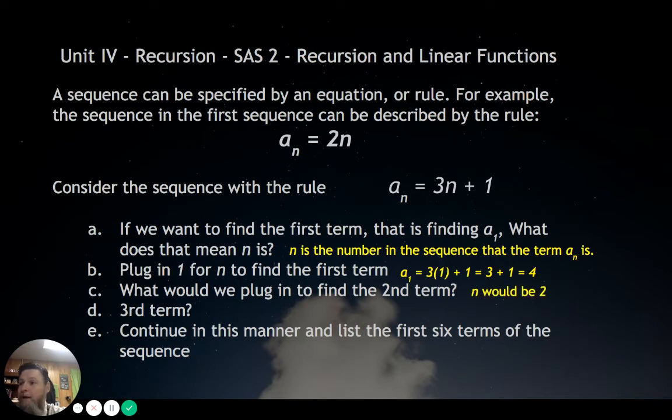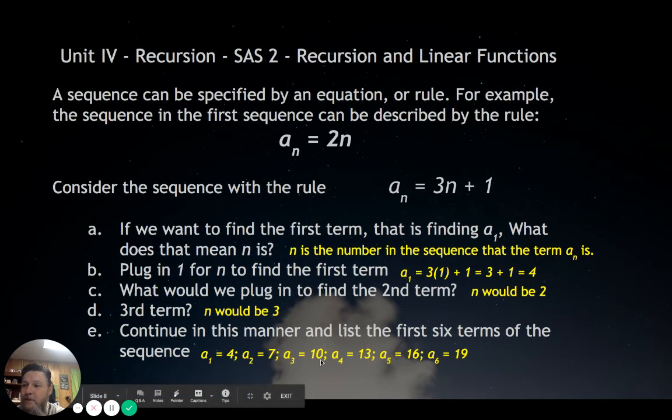What would we plug in to find the second term? n would be 2. Third term, n would be 3. The first 6 terms are this. A subscript 1 is 4. A subscript 2 is 7, 10, 13, 16, and 19. All we're doing is moving by 3, and that should be easily determined by this function of 3 times the variable n, which is the number in the sequence. But notice we're adding 1 to each one, so we don't actually start at 3, we start at 4.